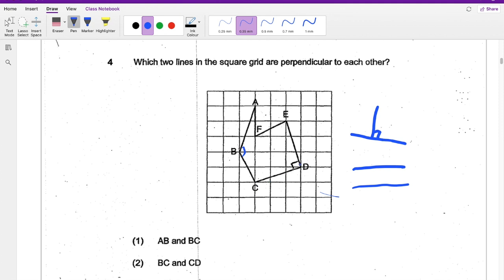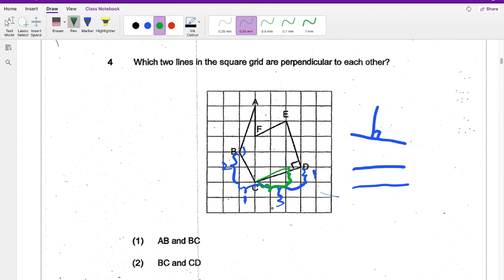BC and CD. It looks like a right angle, but we cannot confirm. So for this one, are they a right angle? Well, we see the slope here. This is 2, this is 1. And for this triangle, this is 1, this is 3. So their shapes don't allow them to form a right angle. But for example, if this line is like this, 1 and 2 here, then this line and this line will form a right angle.